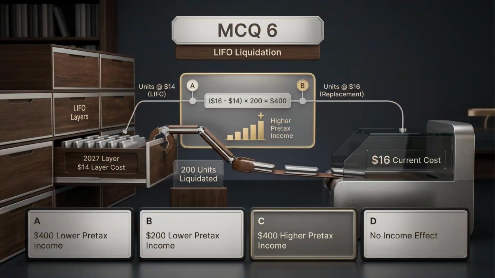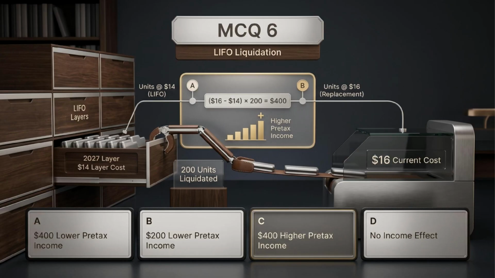MCQ 6 covers LIFO liquidation. A LIFO company has a 2027 layer of 300 units at $14. In 2028, ending inventory falls and liquidates 200 units from that layer. Current cost is $16 per unit. What is the approximate pre-tax income effect of the liquidation?